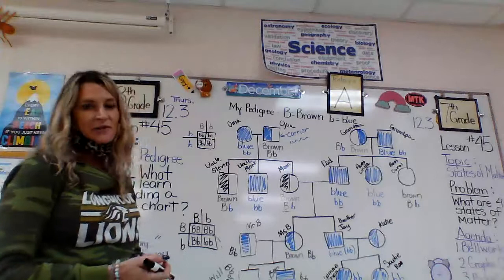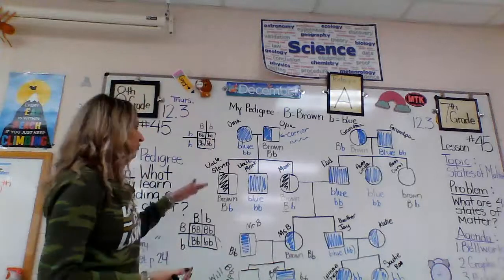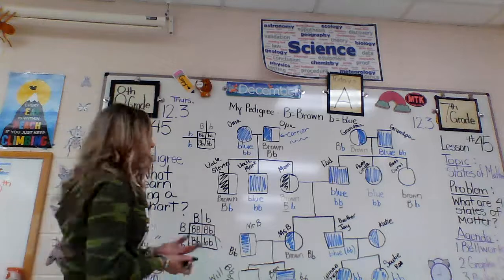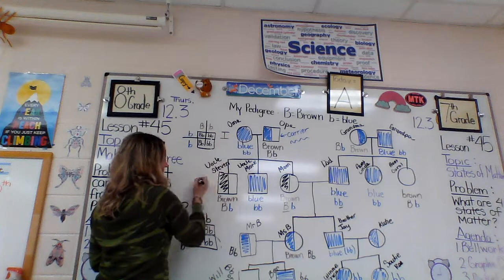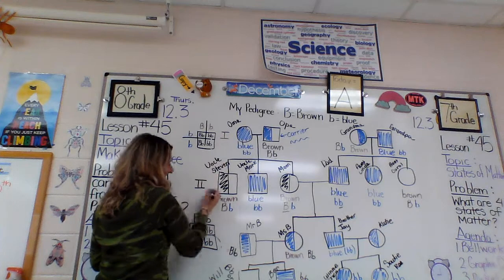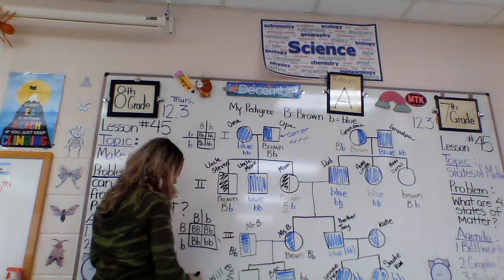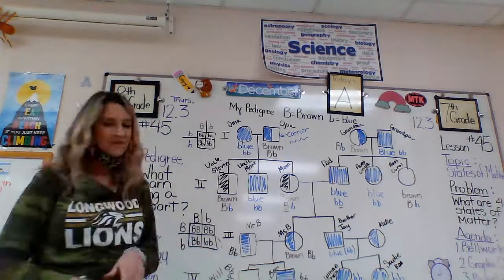But what you need to do is research a trait, look up if it's recessive or dominant, and try to create a pedigree, whether fictitious or not, with at least 3 generations. And I just want to show you, this is the oldest generation, this is the second generation, this is the third generation, and I actually included a 4th generation, but you don't have to.